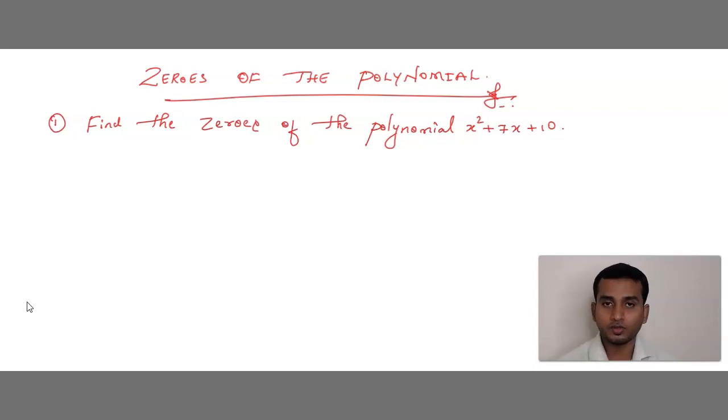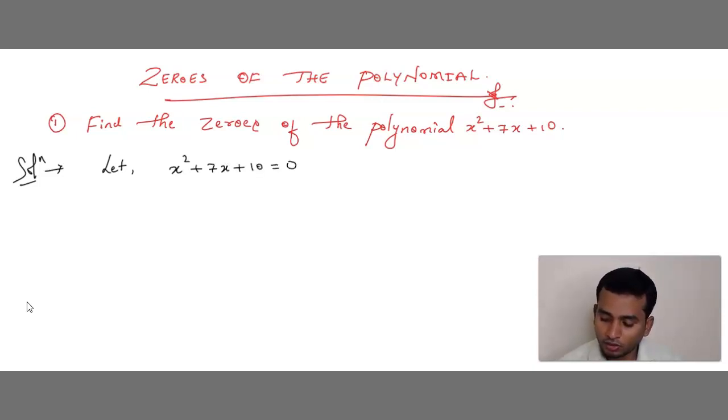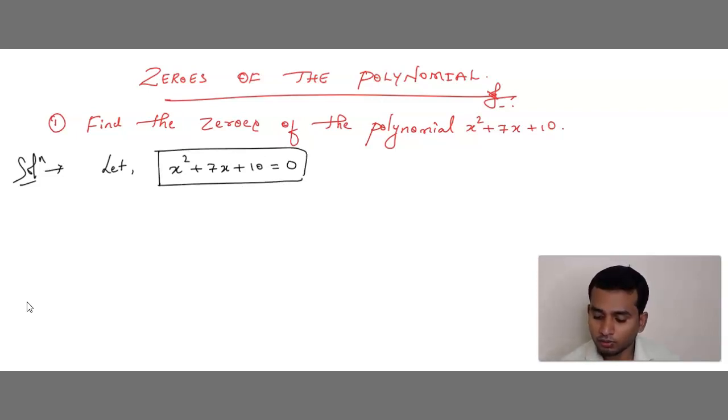So how to find the zeros of the polynomial? Very simple. First, let me assume x square plus 7x plus 10 equals 0. Let me assume the entire value equals 0. Step number 1: first multiply the first term with the last term. That's nothing but plus into plus is plus. x square into 10 is 10x square.